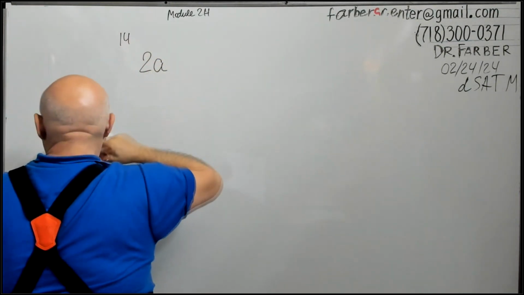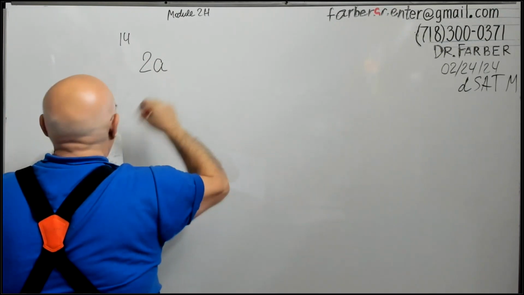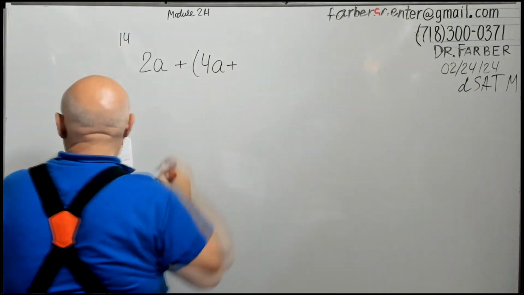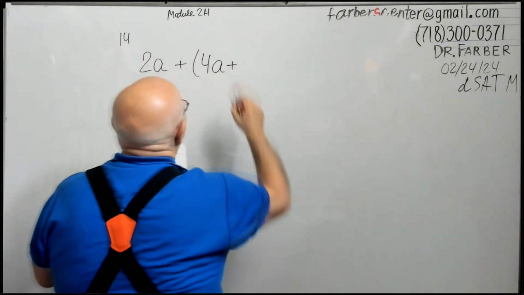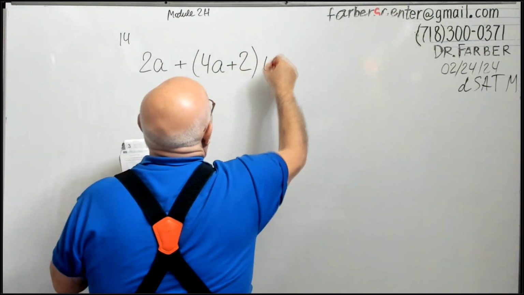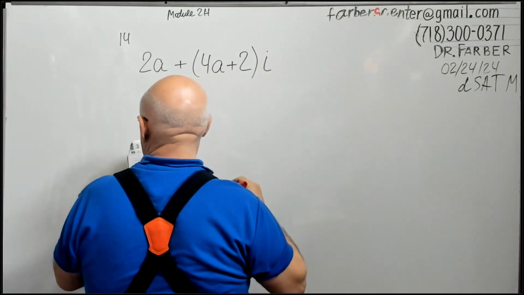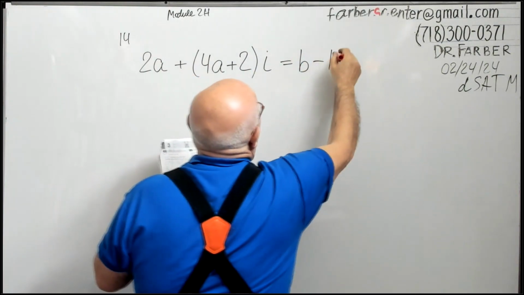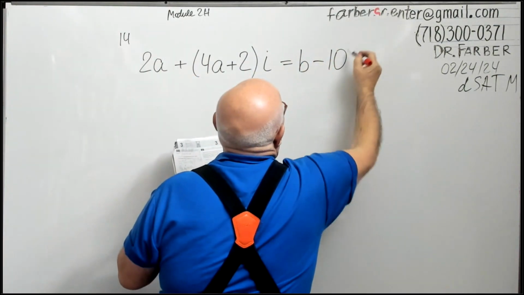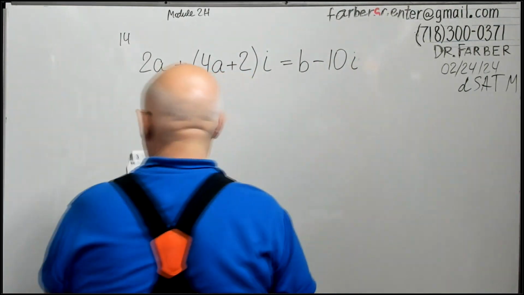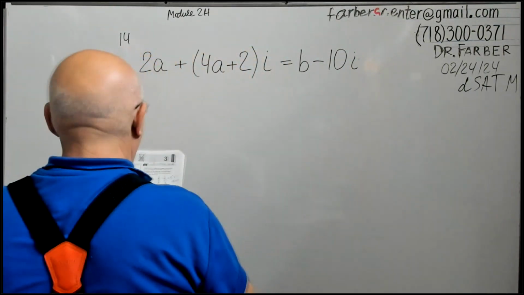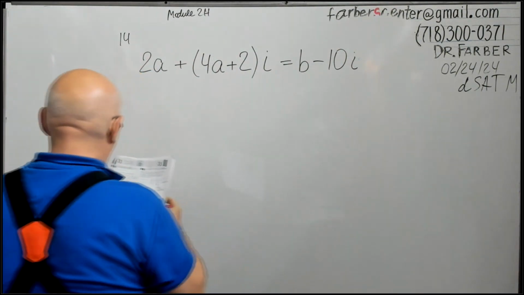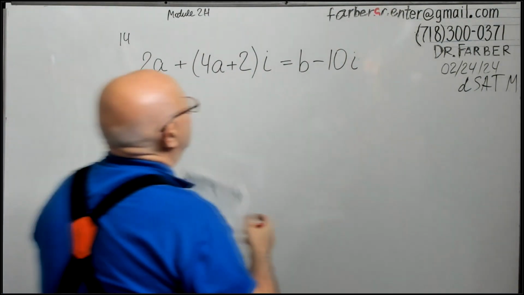2a plus, in parentheses, 4a plus 2i, equals b minus 10i. Did I write correctly? 2a plus 4a plus 2i equals b minus 10i. And what do you have to find? b.